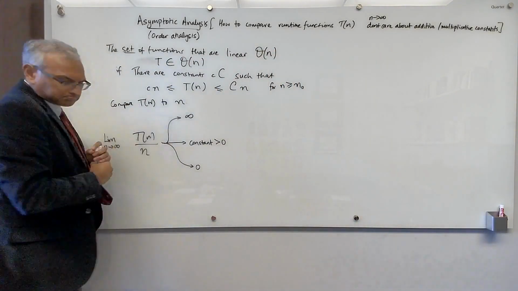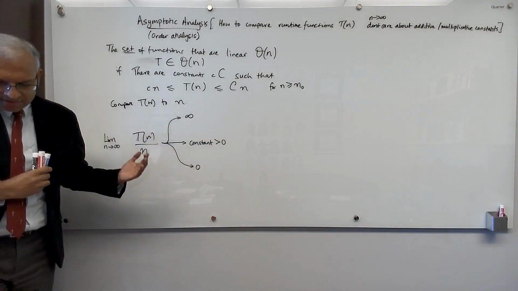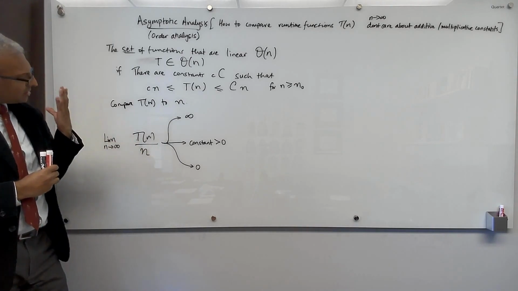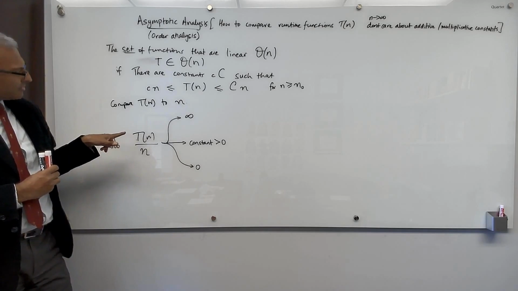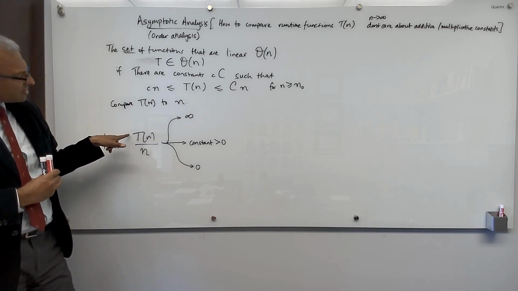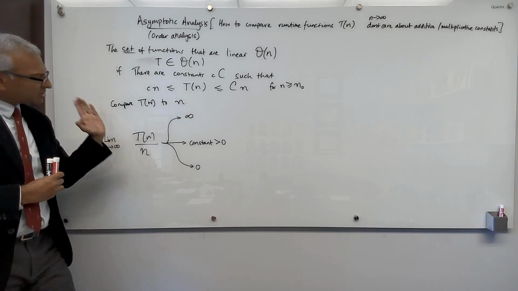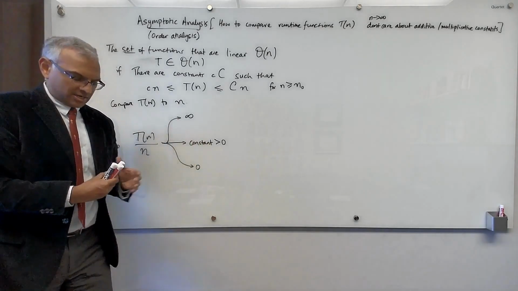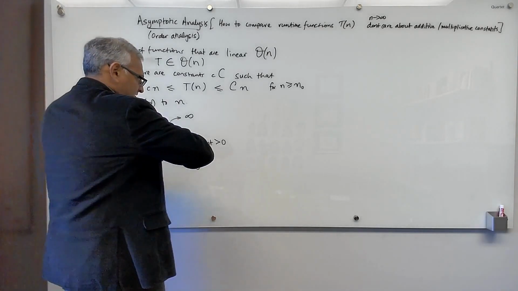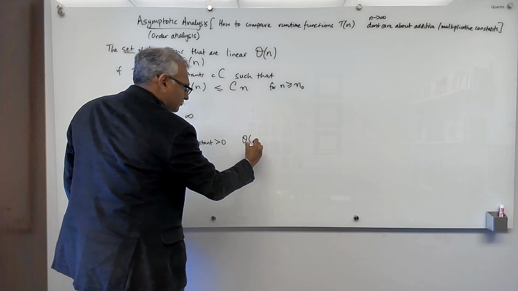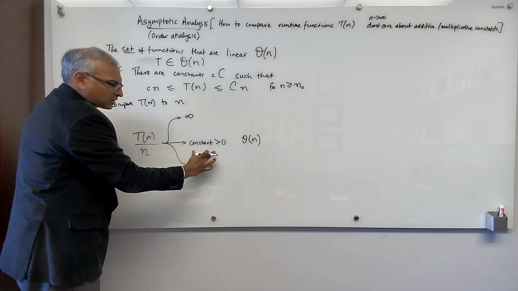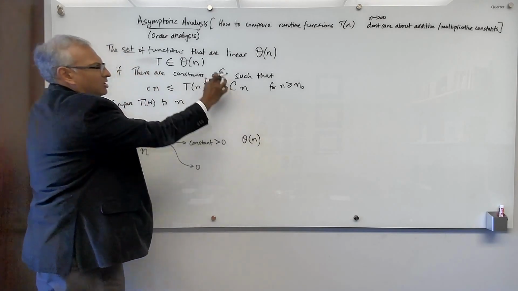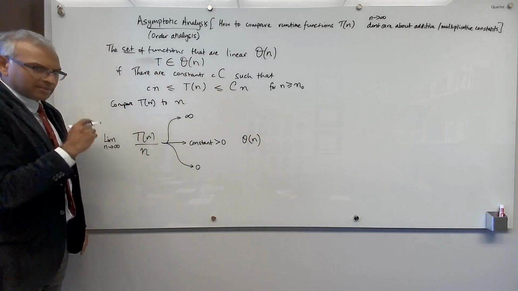So this is the set of functions that are linear in n. The functions that are linear in n are the ones for which the limit goes to a constant. So we say that this is theta of n. Any runtime function for which this limit goes to a constant that's not zero belongs to the set theta of n.